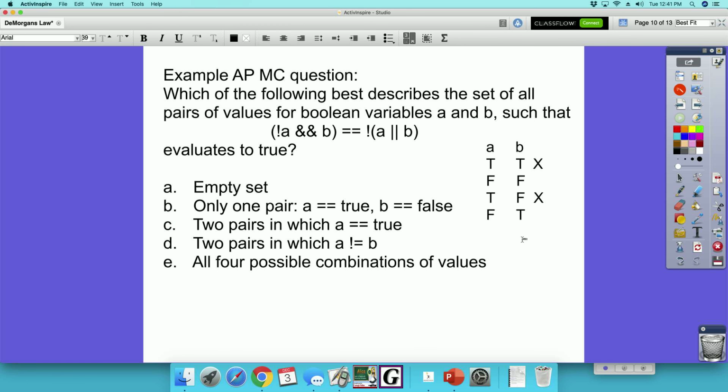So this little exercise that we just did, this is what you have to do with DeMorgan's law to prove equivalence. You have to go through all the trues and falses and systematically work out whether the whole expression is true or false.